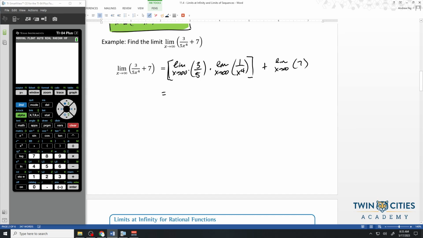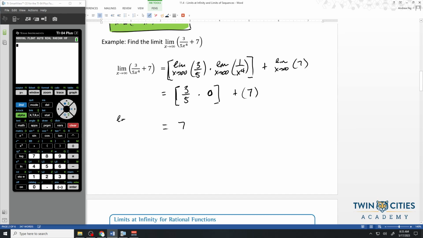And then I could say this would be 3/5 because there's no x's there, 3/5 times 1 over x to the, this time, x to the 4th. That's going to be 0. And then plus the limit as x approaches infinity of just 7 would be 7. Well, this would be 3/5 times 0. Anything times 0 is 0. Plus 7 would be 7.